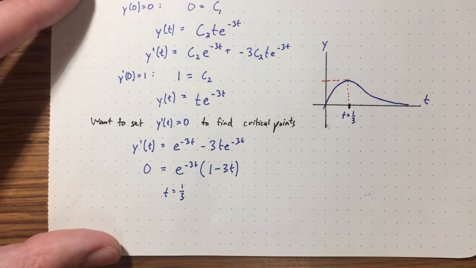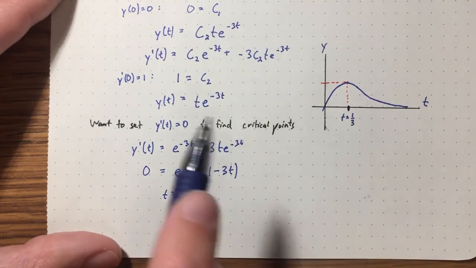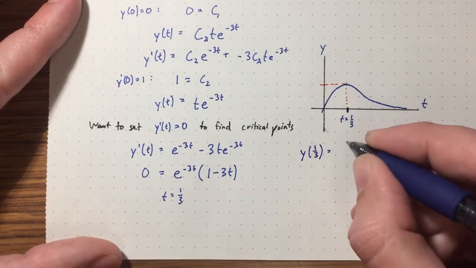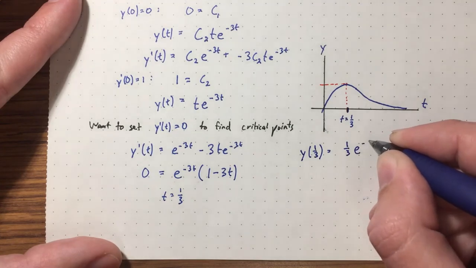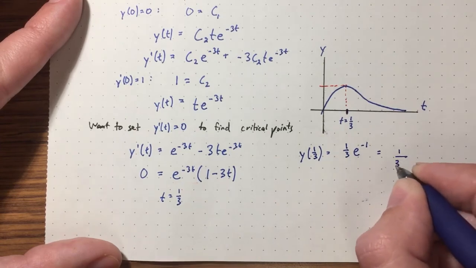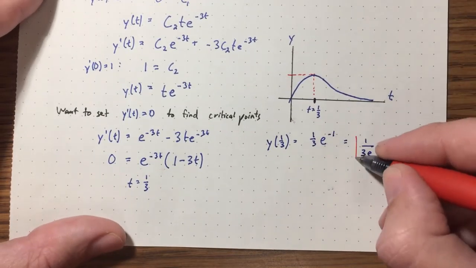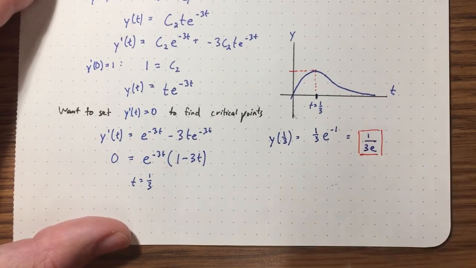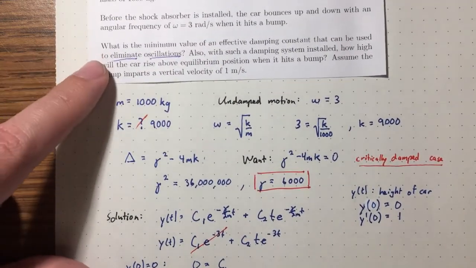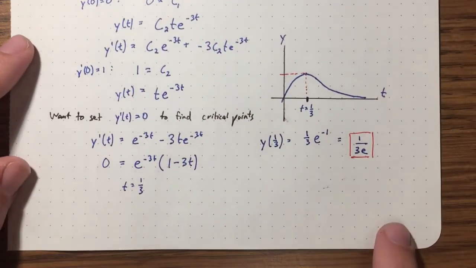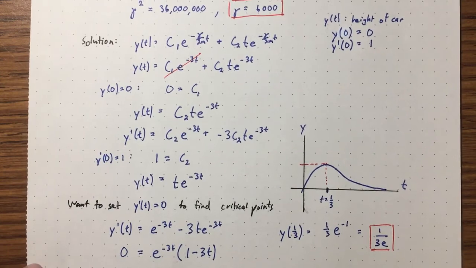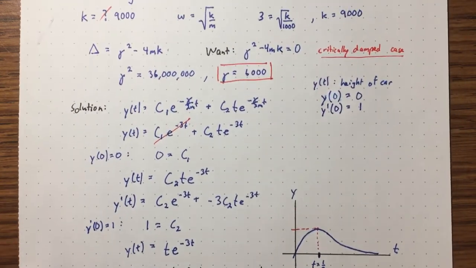Finally, to find the maximum, we just plug 1/3 into our function. So we want y of 1/3. It's going to be 1/3 e to the negative 3 times 1/3, which is just e to the negative 1. So we get 1 over 3e. So that is the height that the car rises to after hitting the bump. I think it's pretty cool how the number e shows up there. Yeah, so this example was sort of a synthesis of a lot of the ideas from this lecture.